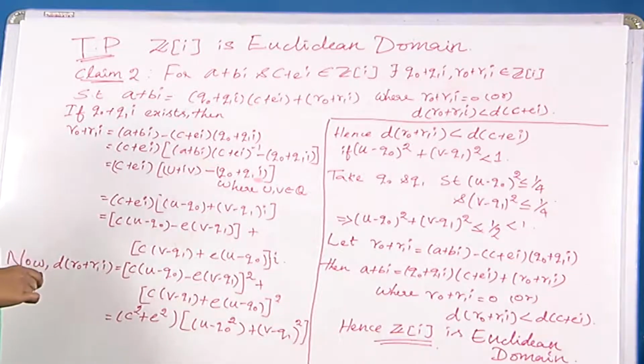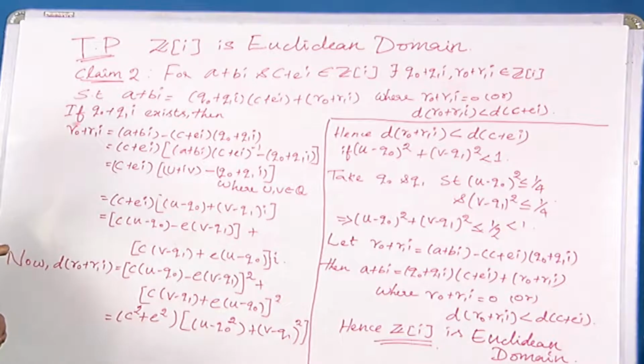Therefore, this u and v are going to be rationals, and q naught plus q1 I remains likewise, and here c plus ei times u minus q naught. Again, I am only clubbing the numbers together. So, u and q naught, all the real values I am clubbing together and all the imaginary values I am clubbing together. That is equal to, now multiplying on the inside, it becomes c times u minus q naught, minus e times v minus q1, plus c times v minus q1, plus e times u minus q naught, I. Again, I only multiplied it on the inside and I have brought all the imaginary terms together and all the real terms together.